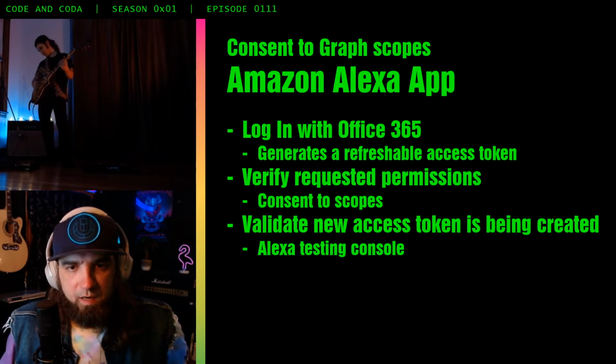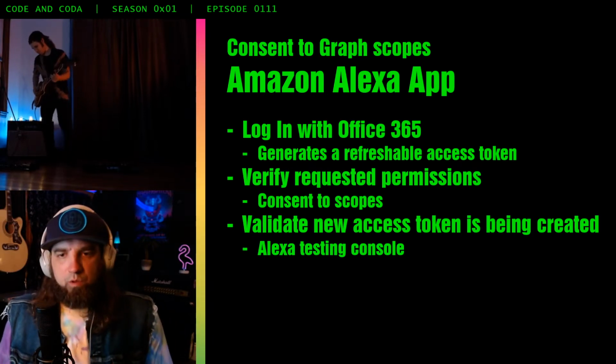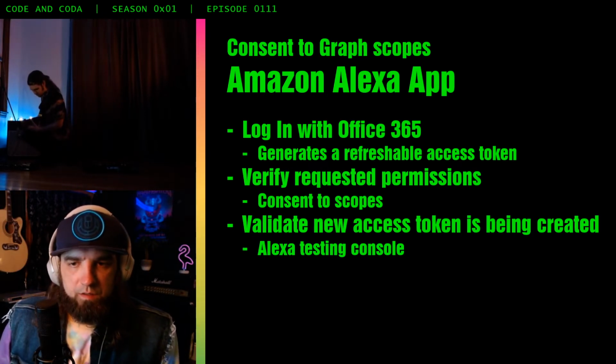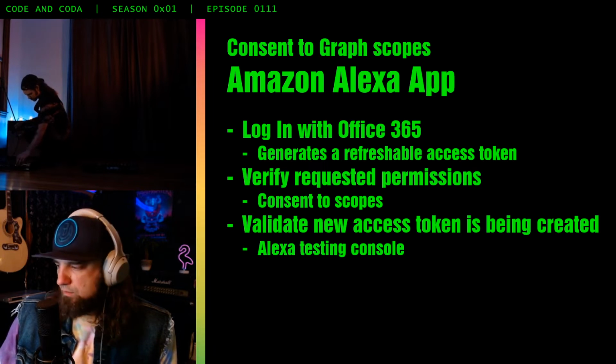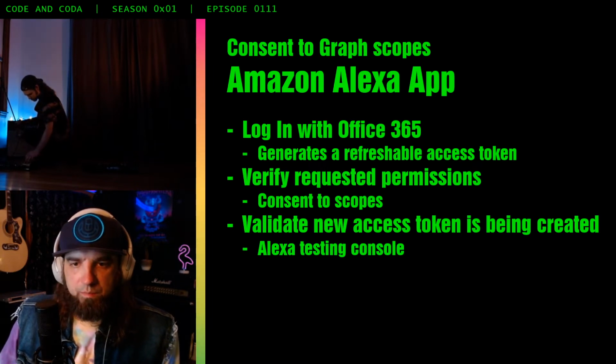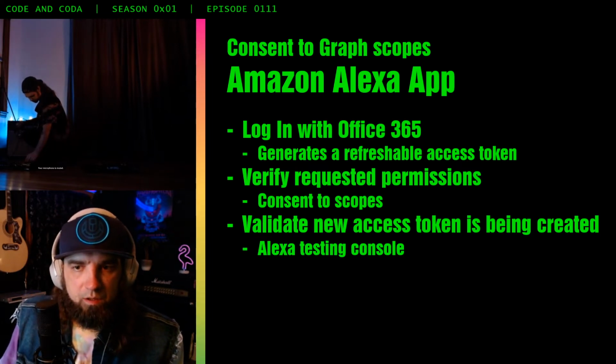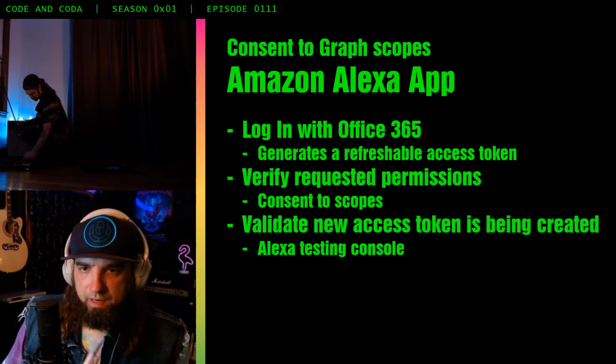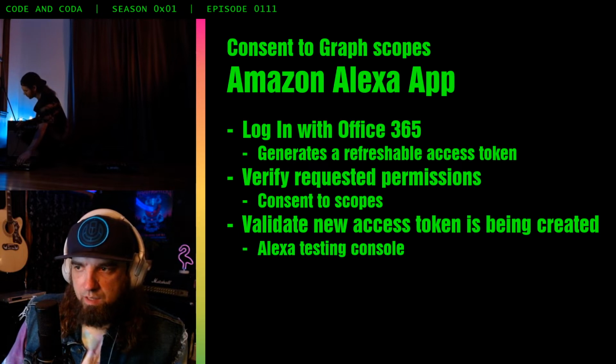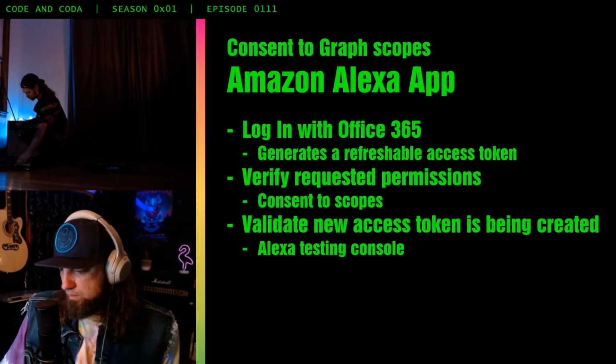So in the Alexa app on our phone, we will be logging into Office 365, consenting to the permissions that are requested, and then I'll go ahead and show you how an access token is created and sent in the request from Alexa to your web application.